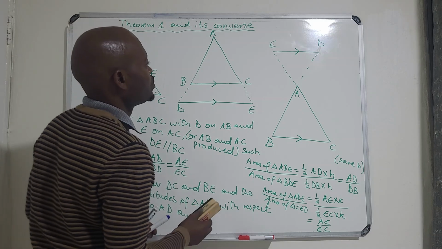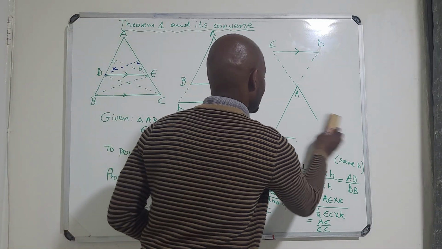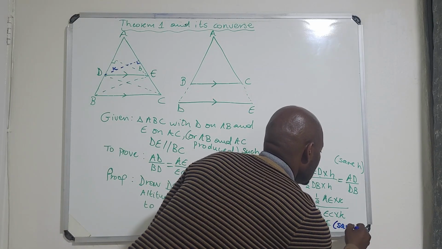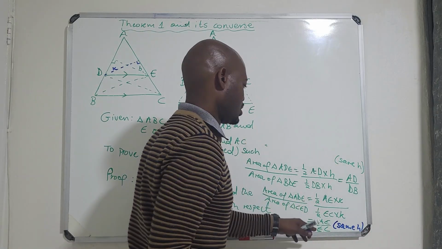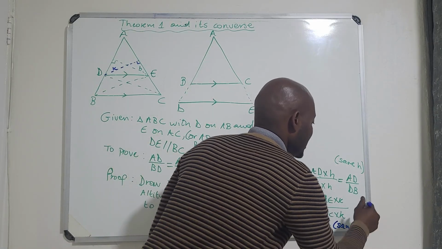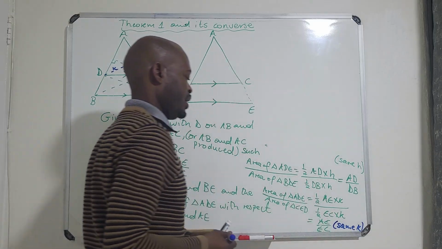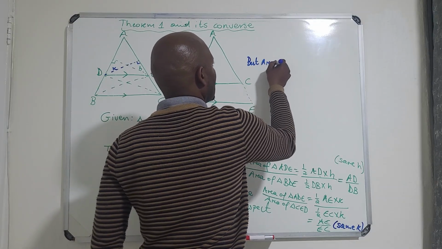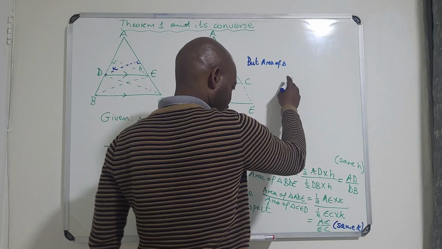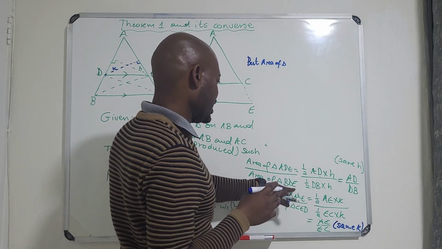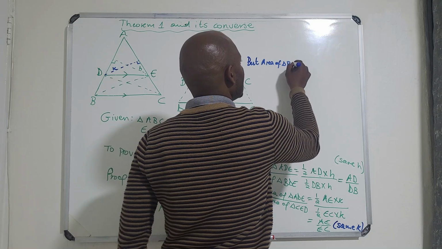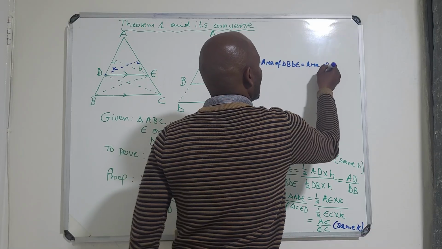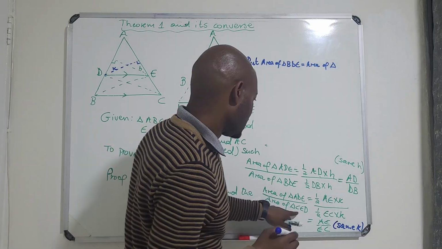Now, I'd love to erase one of these triangles. Now, our reason here, we're still going to have the same height here. So the same height K. So we must say same height, which is K. Now, the area of triangle BDE is equal to the area of triangle CED.